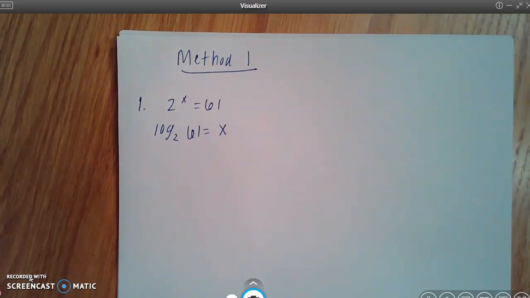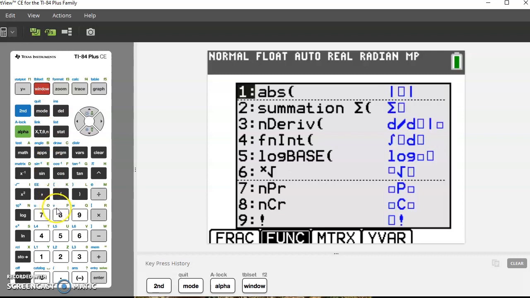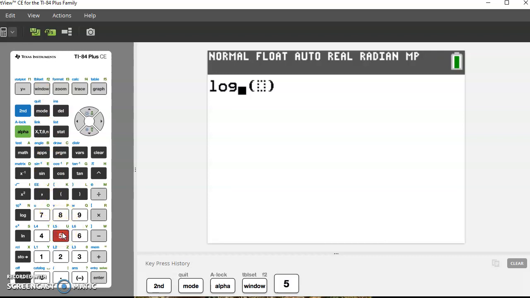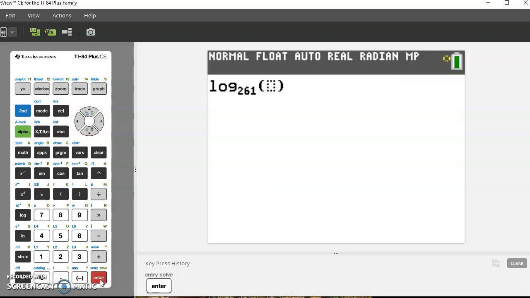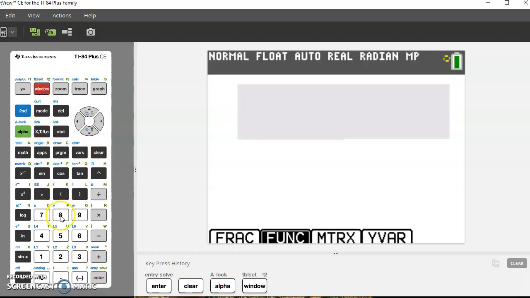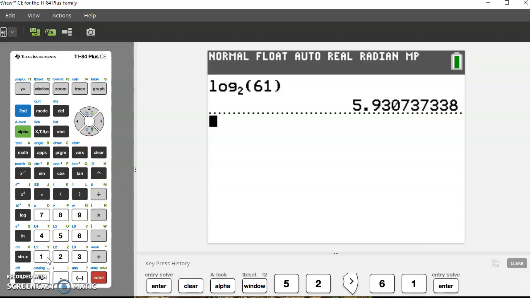I now can plug this into my calculator, so you'll need the TI-84, okay? And to find your log base, remember you hit alpha window, and I want number 5, and I want log base 2 of 61. And then here's my answer. Oops, I forgot to arrow over and I didn't get the right answer. So I got log base 5, 2, arrow to the right, 61. Here we go. You're going to get a long decimal.